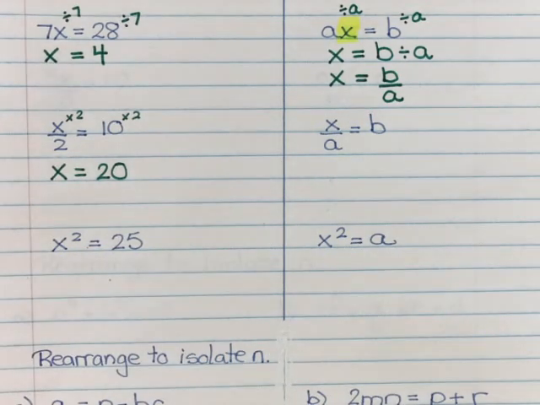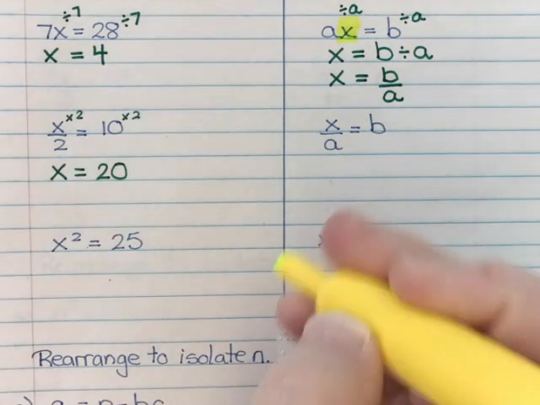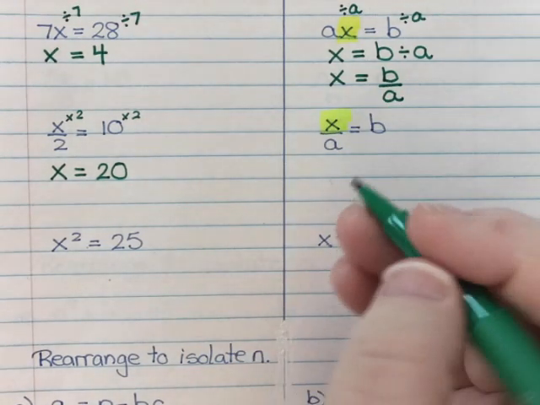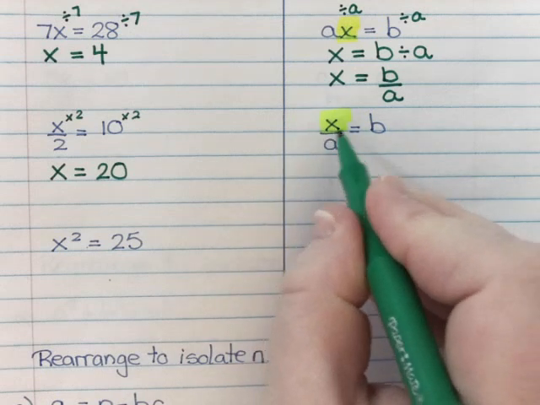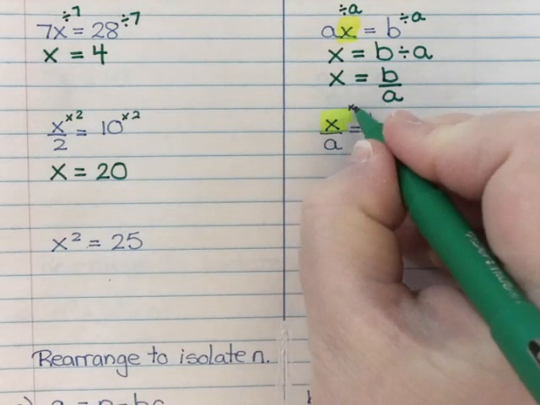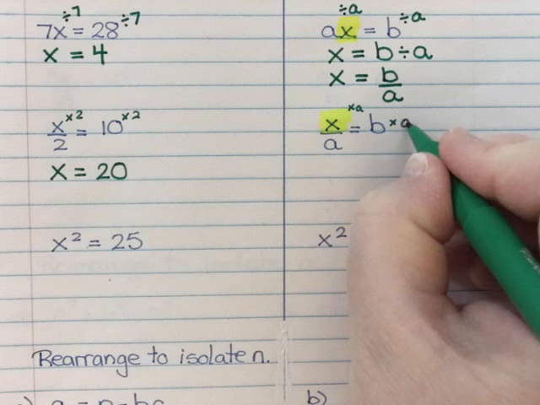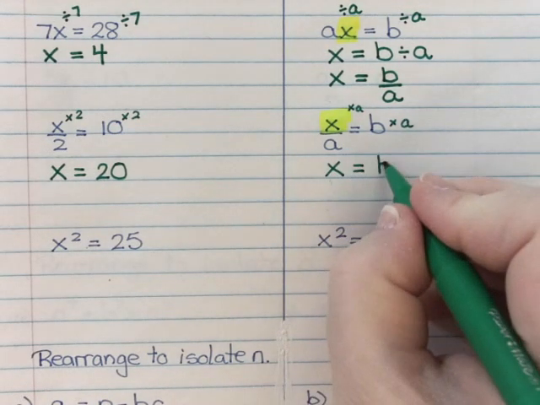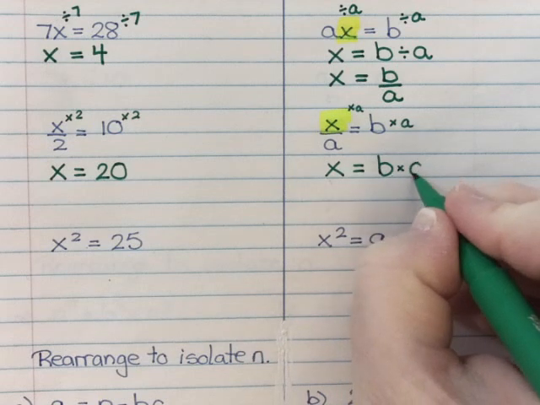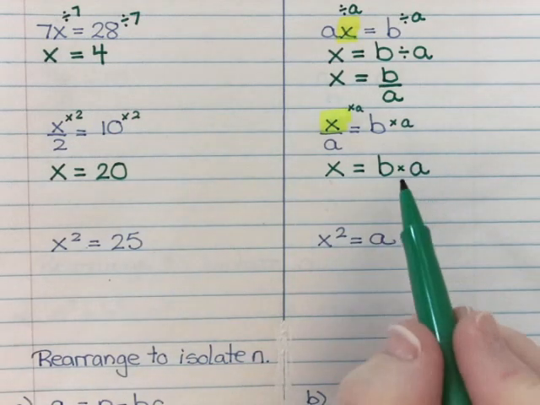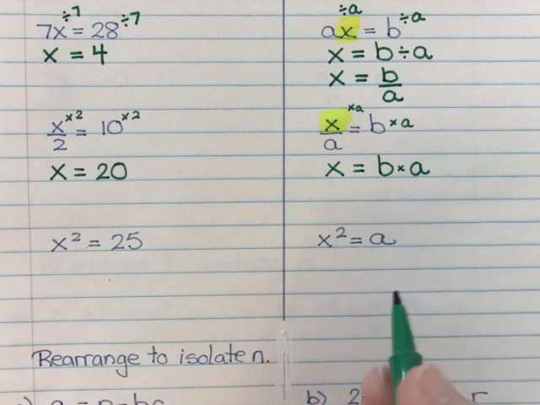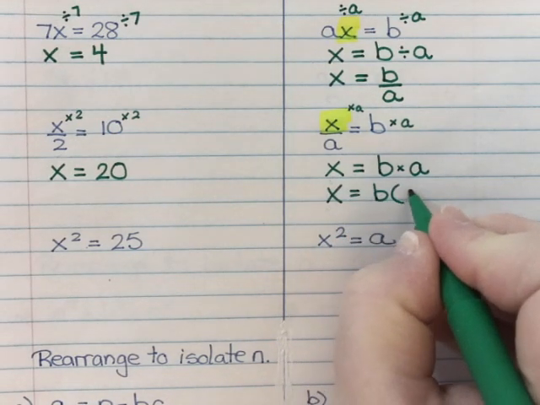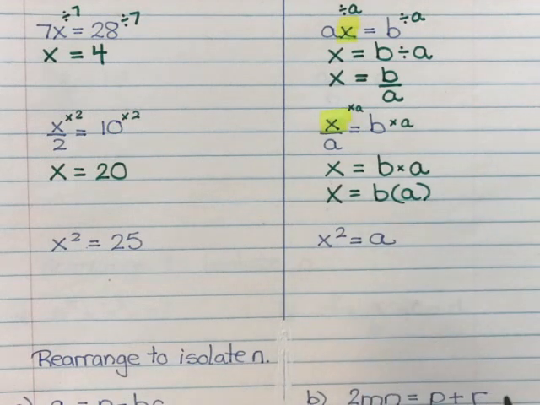When we do the formula, it's the same thing. I'm trying to isolate for x. So I'm dividing by a. I'm going to try to cancel that out by multiplying both sides by a. So I get x equals, and you can write it as b times a. I wouldn't really recommend that because that times sign looks like an x. You could write x equals b bracket a to show the multiplication. That's okay.